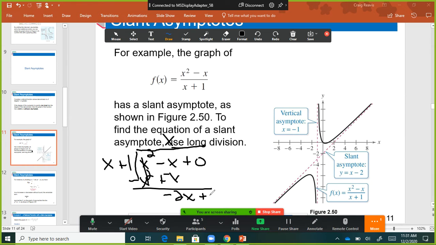Plus 0. X times what is negative 2x? That would be negative 2. And then I would have negative 2x. What's that? Minus 2. And then when I change the, let's see if I can go down a little bit.